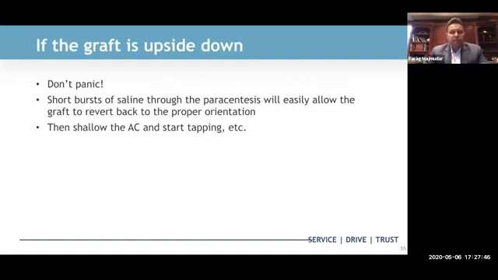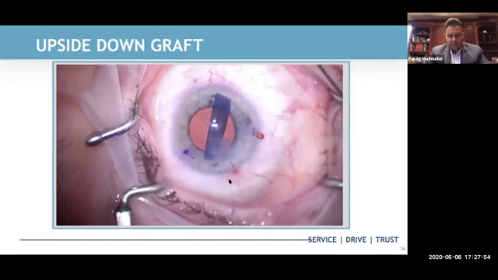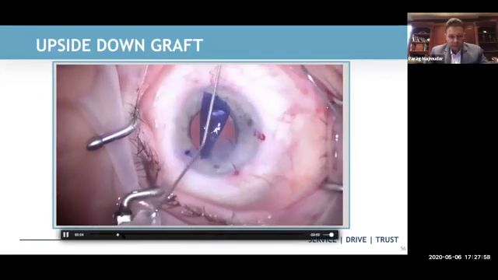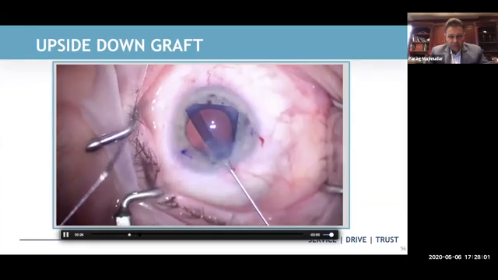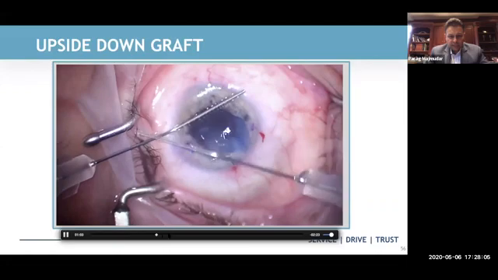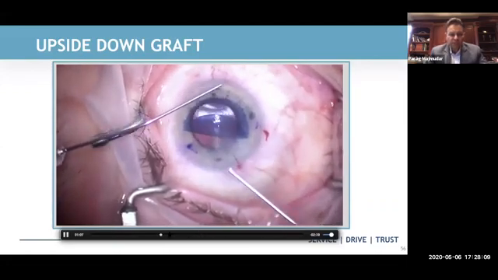If the graft is upside down, what do you do? Nothing. Don't panic. A few short bursts of saline will flip the graft within seconds. So here's a little video of me doing this. Let me fast forward a little bit here. I think everything looks great. I'm unfolding it, I'm flattening the chamber, I'm doing a 2 cannula technique. Here we go. That letter S looks like it's fine right there, but you're actually seeing the reflection underneath it. So watch this now.